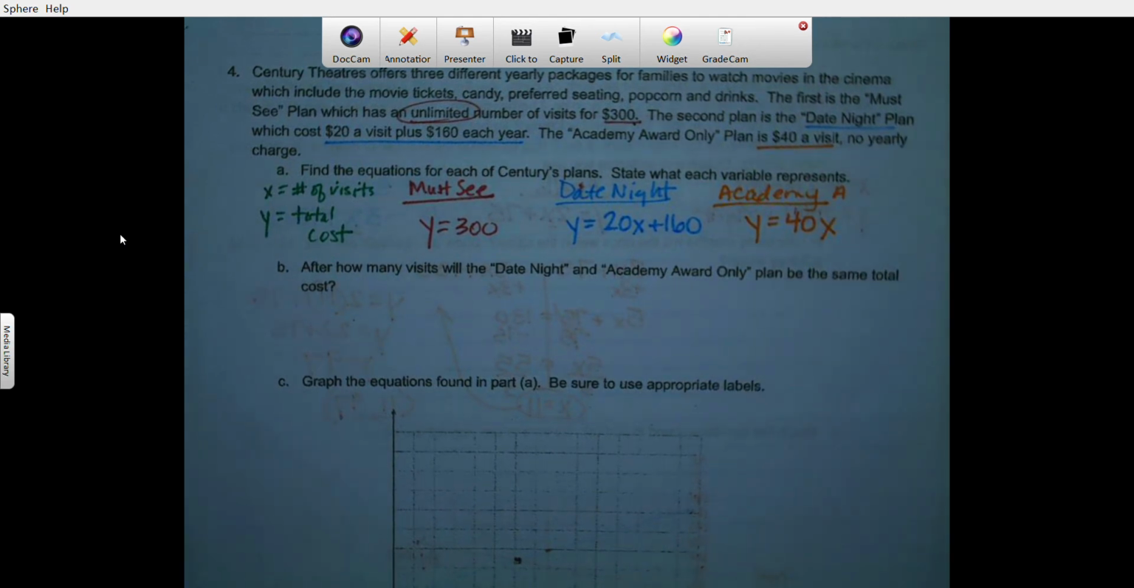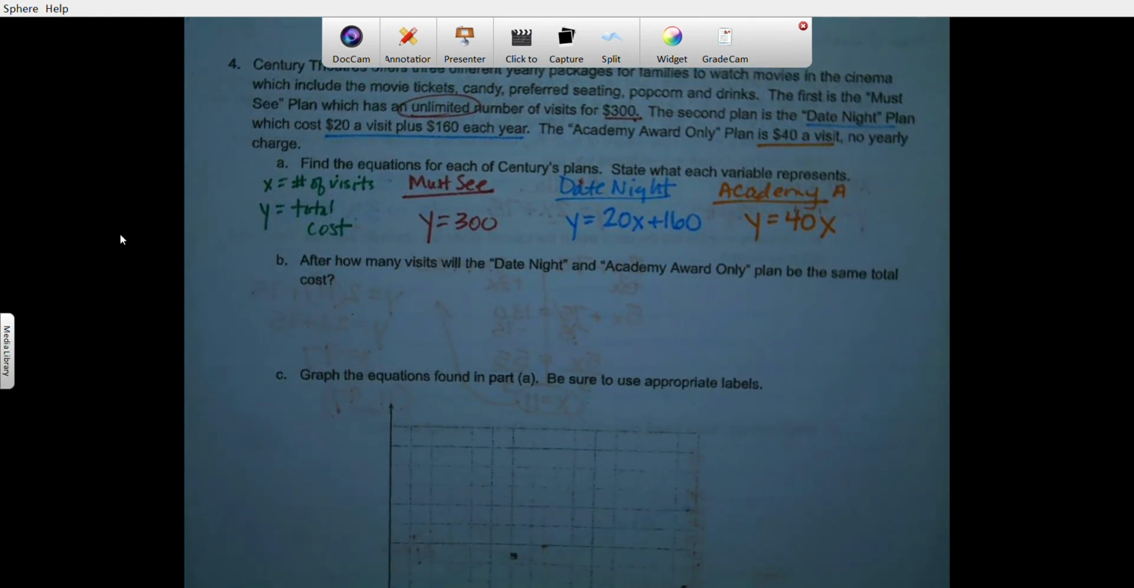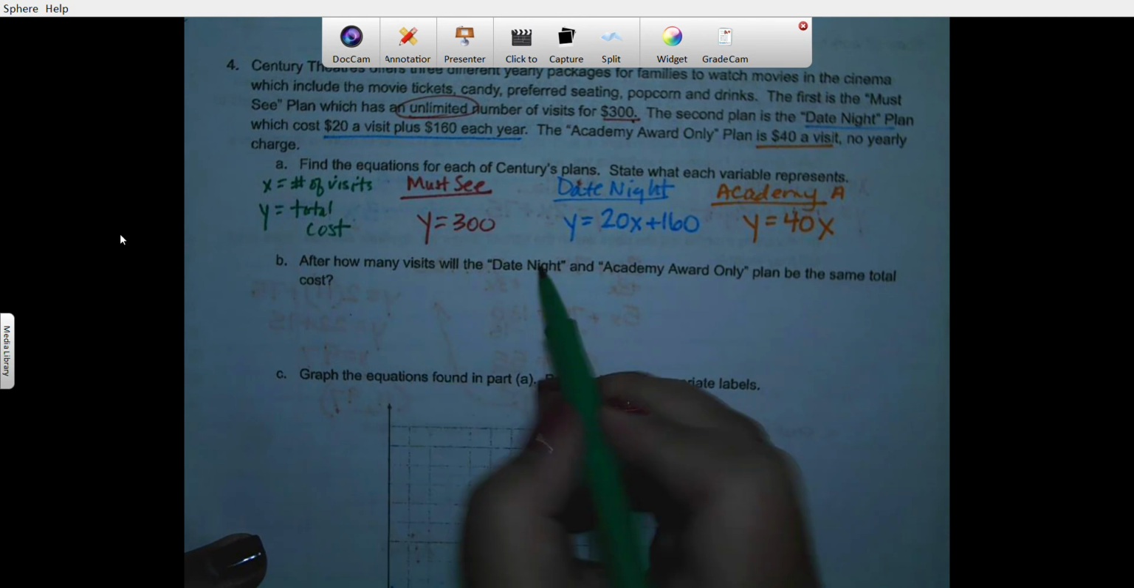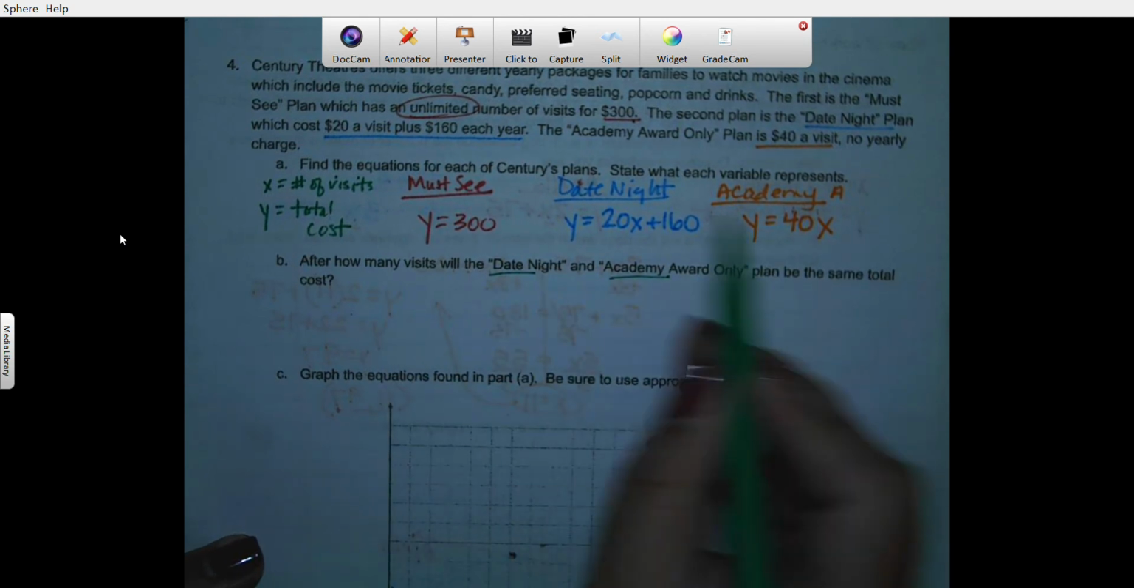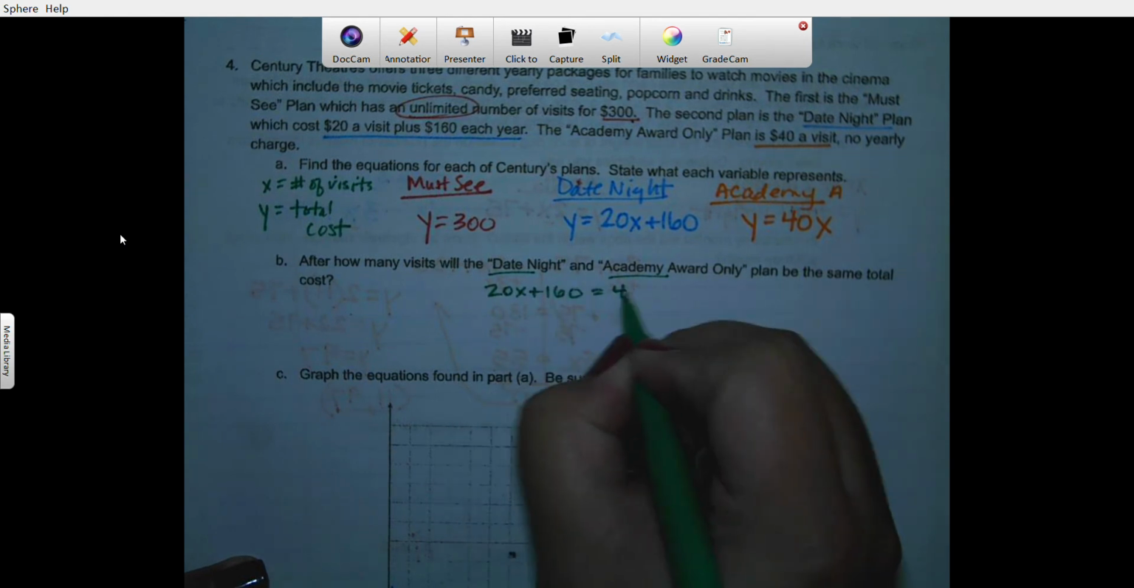Now, how many visits will date night and academy award only plan be the same total cost? So when is date night and academy award exactly the same? So I'm going to set them equal to each other.